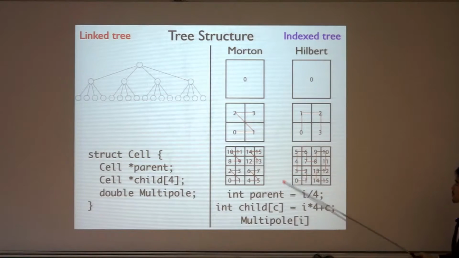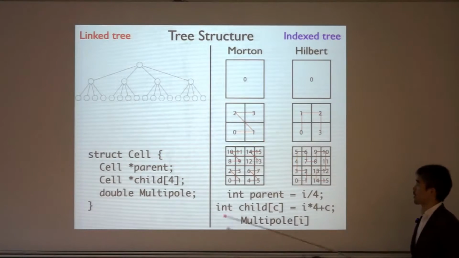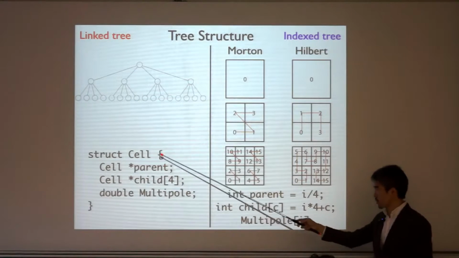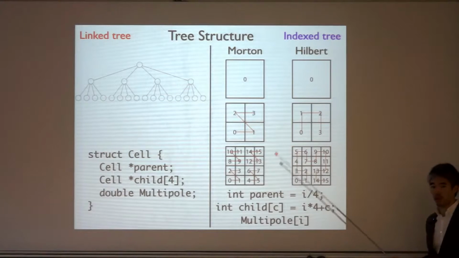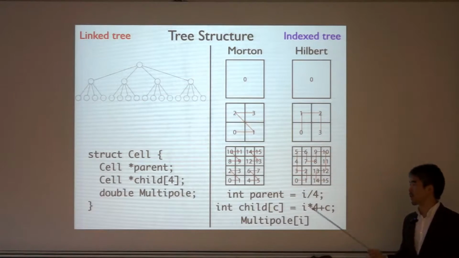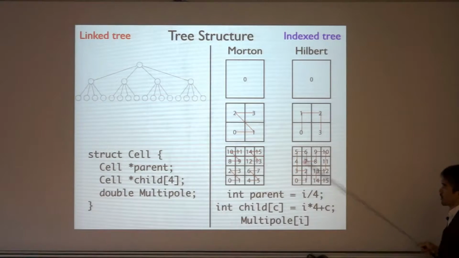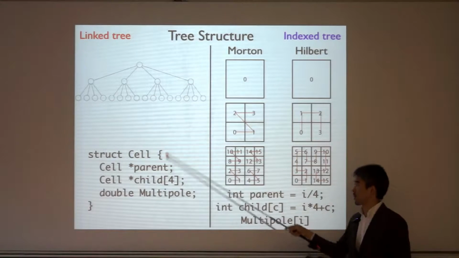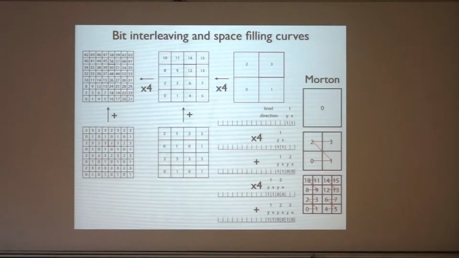Some FMM codes use this one. Some FMM codes use this one. No one uses both, but it's useful to understand the two ways of coding. I'll come back to these two ways again and again in today's lecture, because some concepts apply to this one and some concepts apply to this one. So this is the basic structure of the tree.